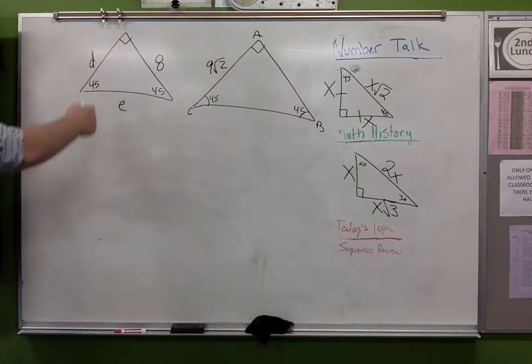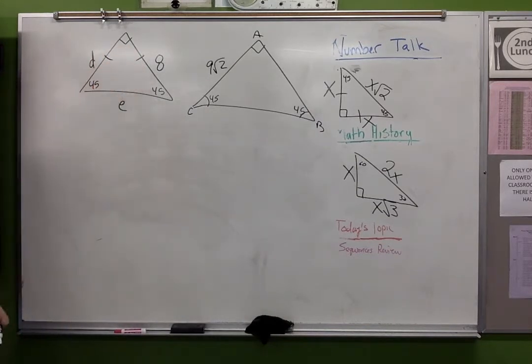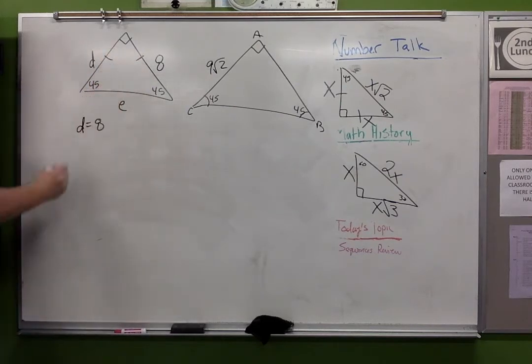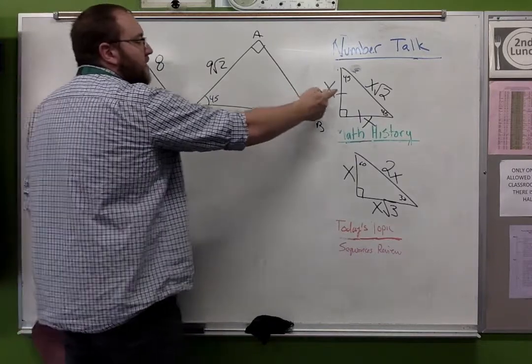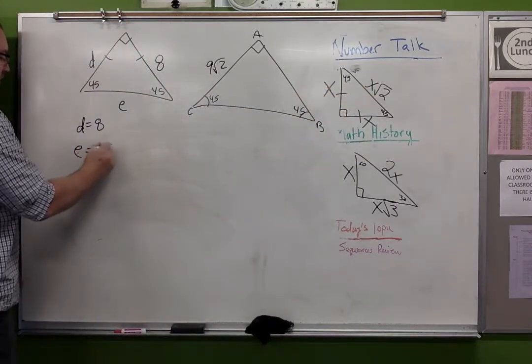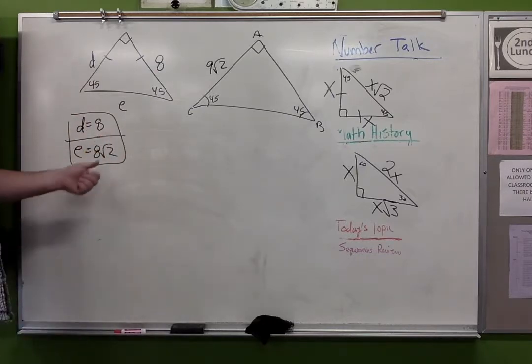So this first one, right? The legs are equal because it's a 45, 45, 90. So D has to equal 8. Right? The legs are equal. E, if we look at our pattern, we take a leg and multiply by the square root of 2. So 8 times square root of 2. That's it. There's your answer. Okay, don't put that in your calculator. It has to be exact.